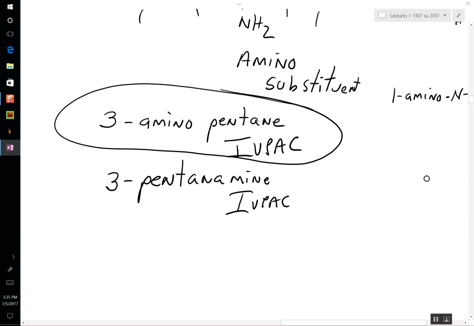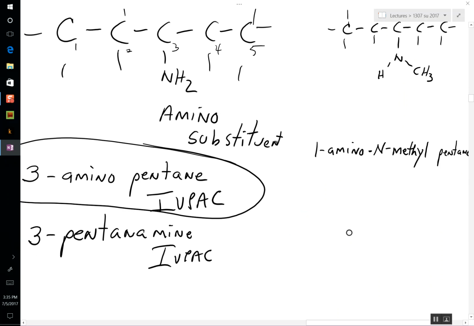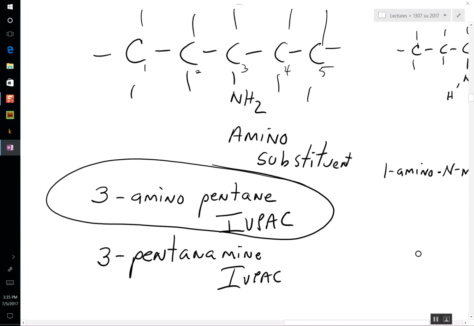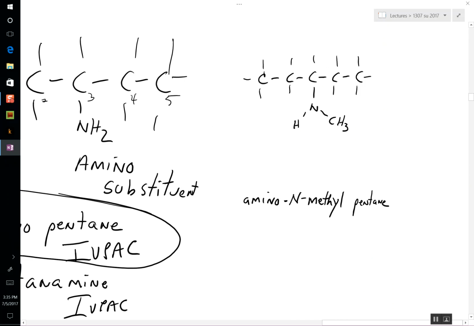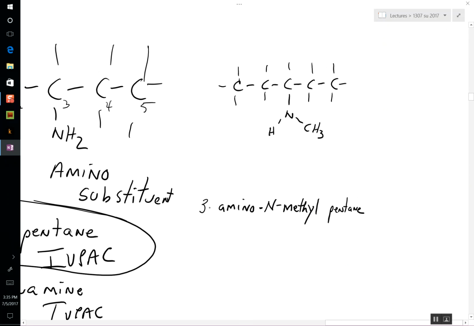Why is it 1-amino? What's on the third? Oh, I'm sorry. Let's see. It's 3-amino. That is 3-amino. It's 3-amino N-methyl pentane. Yeah, good catch. It's still on the 3rd carbon. So it's 3-amino N-methyl pentane.